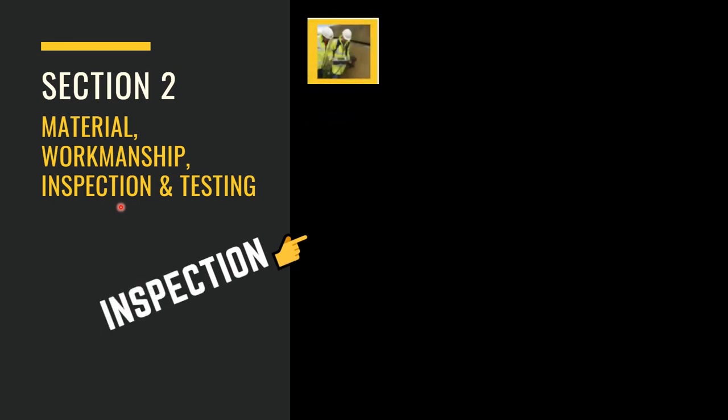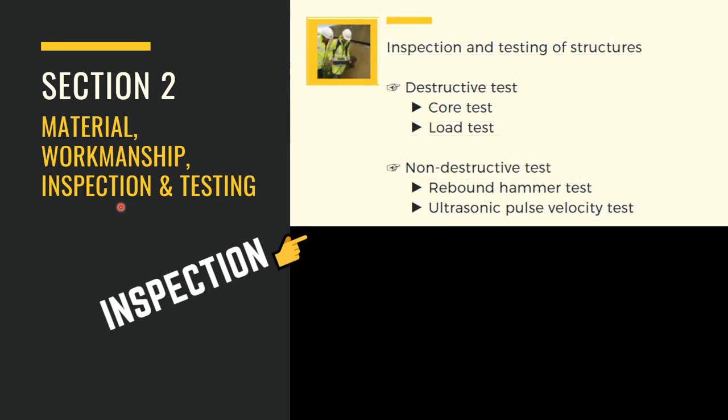How do you inspect the structures after they are constructed? There are two test methods. First one is destructive test and second one is non-destructive test. The destructive test means the constructed structural member has to be destructed in the laboratory or in the site itself, so that we can get an idea about the strength or constituent changes in the member. There are two types: core test and load test.